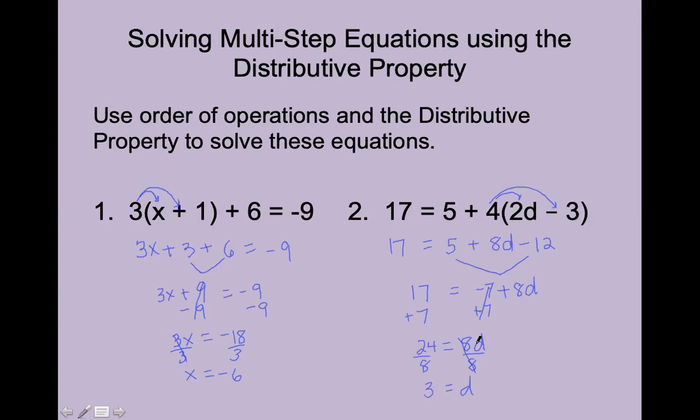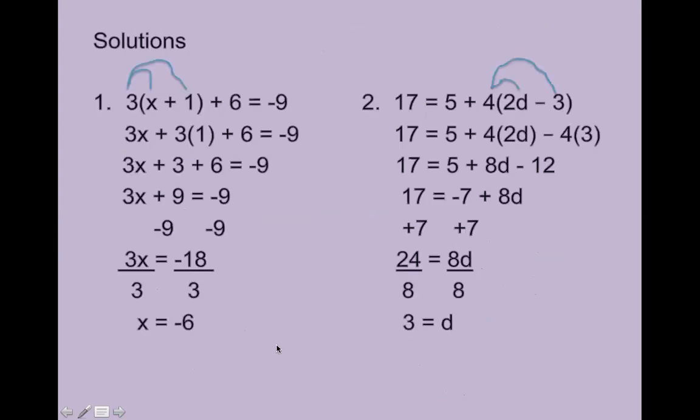All right, I'm going to double check again. So I put my 3 back in here, plug it in for d. 2 times 3 is 6. 6 minus 3 is 3. 3 times 4 is 12. And 12 plus 5 is 17. So we did it right. This next slide just shows that process again. Print it all out if you want to double check your solutions.